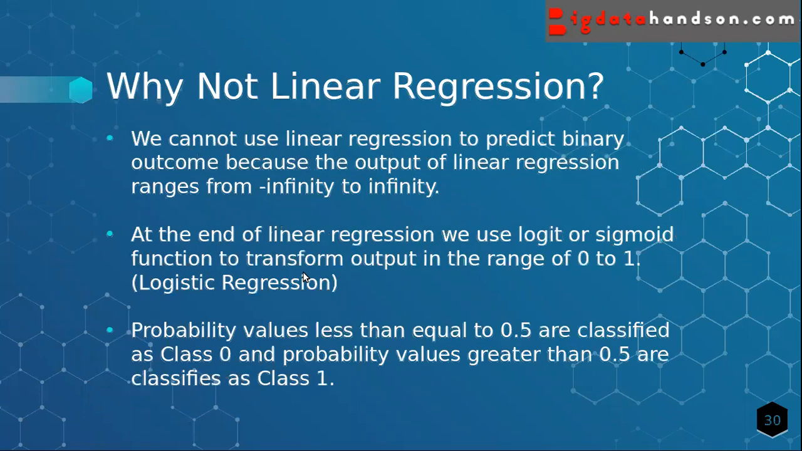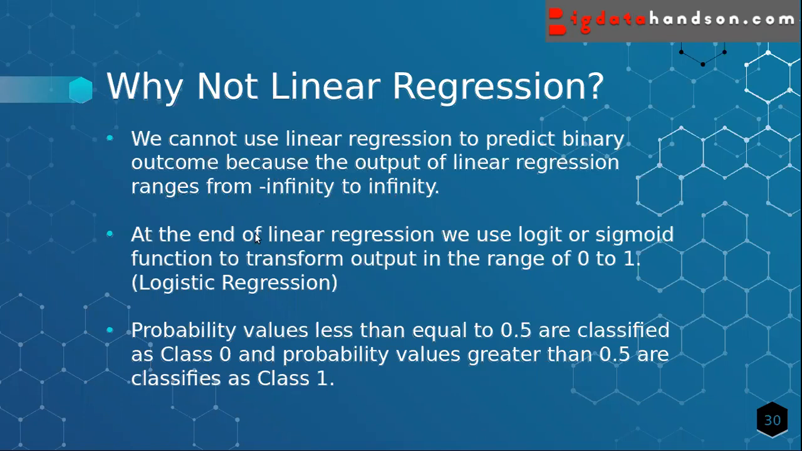Okay, so why not linear regression? We have seen that we can't fit the regression line onto classification type of data. We cannot use linear regression to predict a binary outcome because the output of linear regression ranges from minus infinity to infinity. In linear regression the outcome is infinity to infinity, but here we have only two outcomes, 0 or 1.